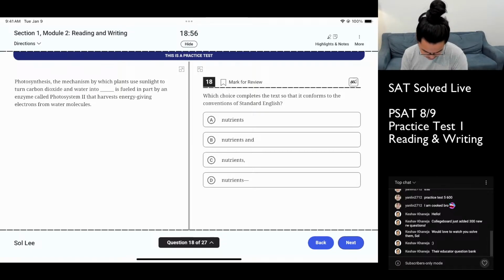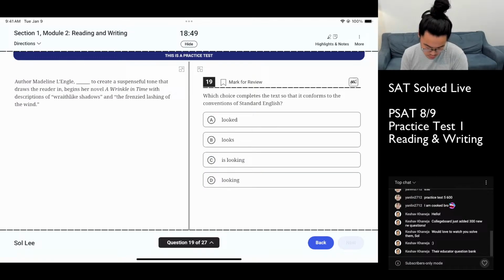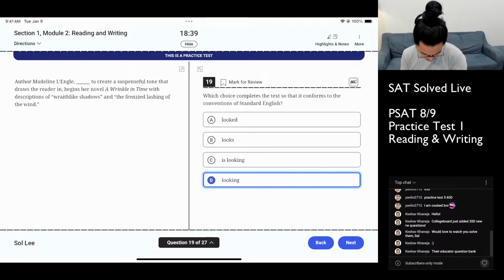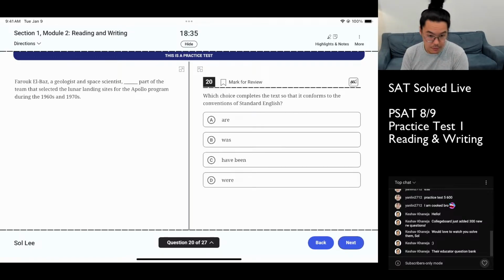Photosynthesis into nutrients, comma, is fueled in part by this thing. Got it. Author Madeline Engel, comma, looking to create a suspenseful tone, begins her novel. Correct. With the descriptions of two things. Got it. Modifier in between. Farouk Elbaz was part of the team that selected the sites. Good. Yes.